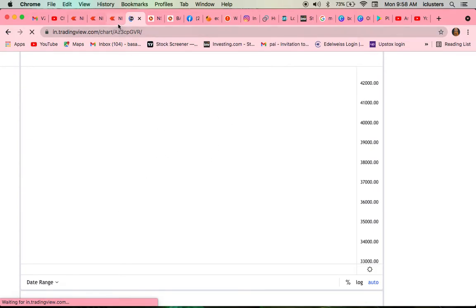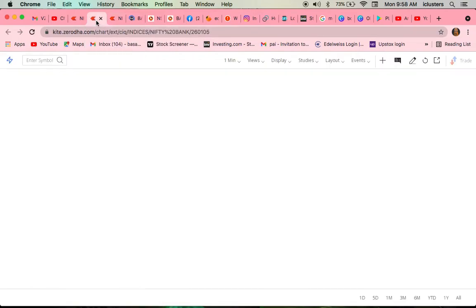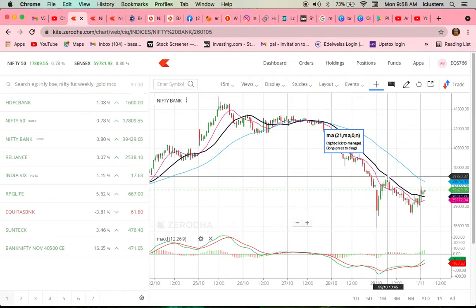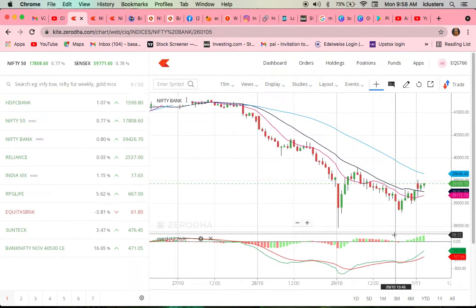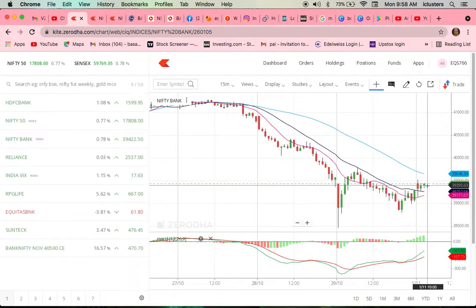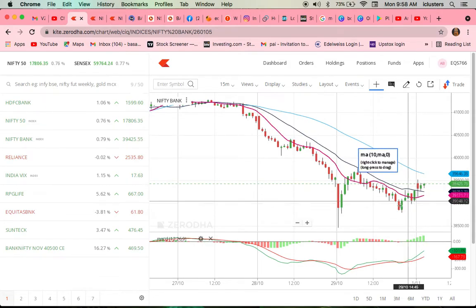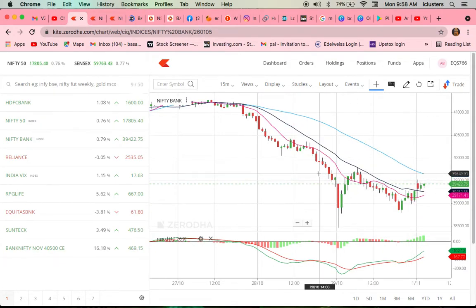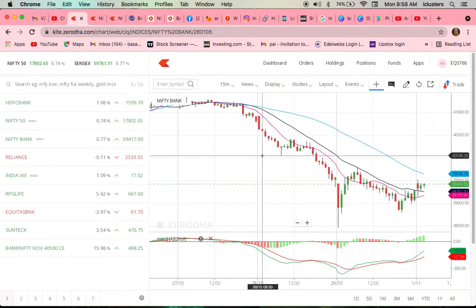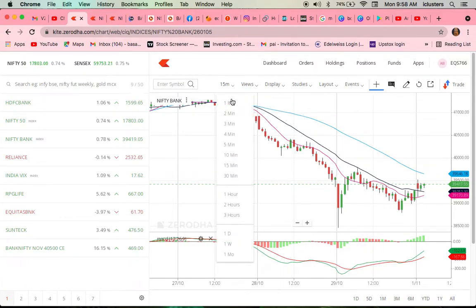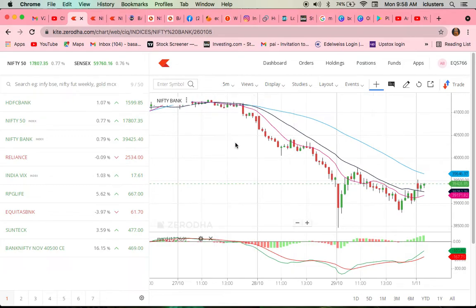It's a server issue, I think. See, friends, this is a higher low and higher high. That means the market is in an uptrend. 39,421 is the current market price, and we are looking at the 5 minutes chart. I am going to change to the 5 minutes time frame. See, the chart will be changed.